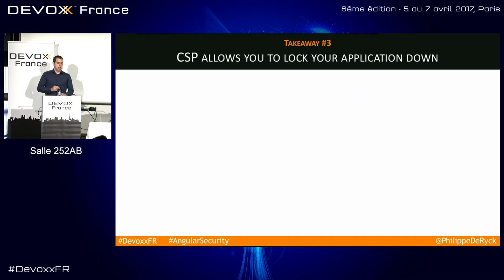Brings me to takeaway number 3. CSP is, I admit, a very complex policy, but if you investigate this a bit and play around with it, it actually allows you to lock your application down in case something goes wrong. For example, if there's a bug in the Angular sanitizer and there is some kind of bypass, CSP would be able to lock down the power of the attacker and restrict what the attacker could do exploiting that vulnerability.